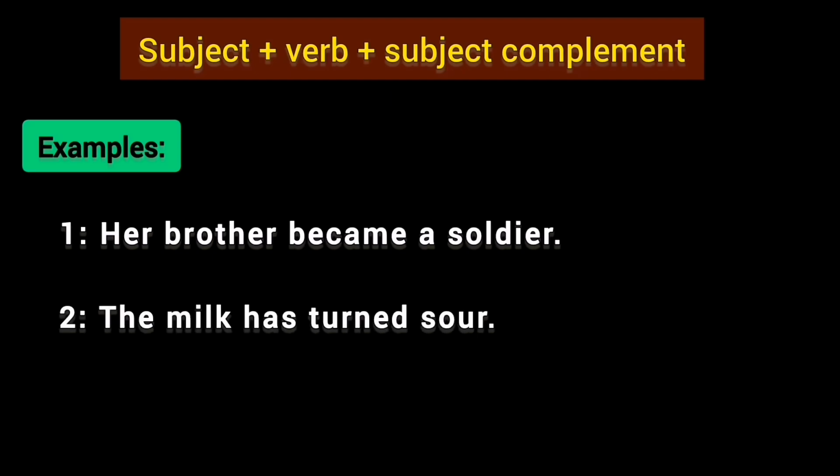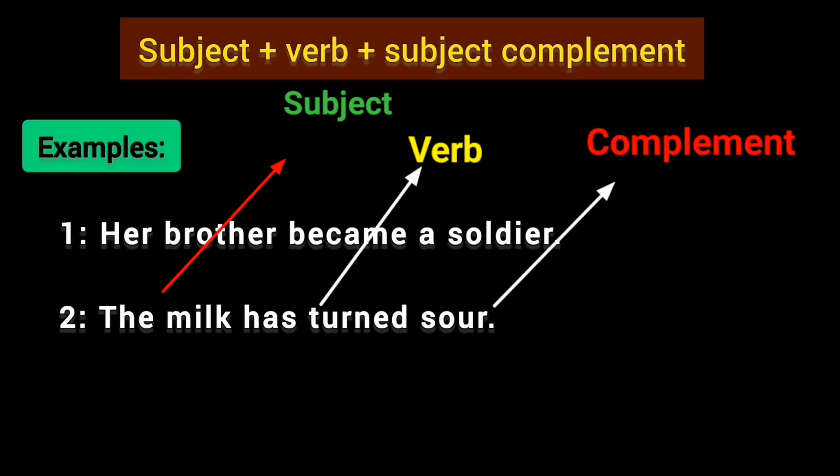The milk has turned sour. Look at this example, here the milk is the subject and has turned is a verb phrase, and sour is the subject complement. Actually, the case is the same here. If you remove the subject complement, then this sentence does not make sense. If I say, the milk has turned, there must be a question, the milk has turned to what? The simple answer is, sour.